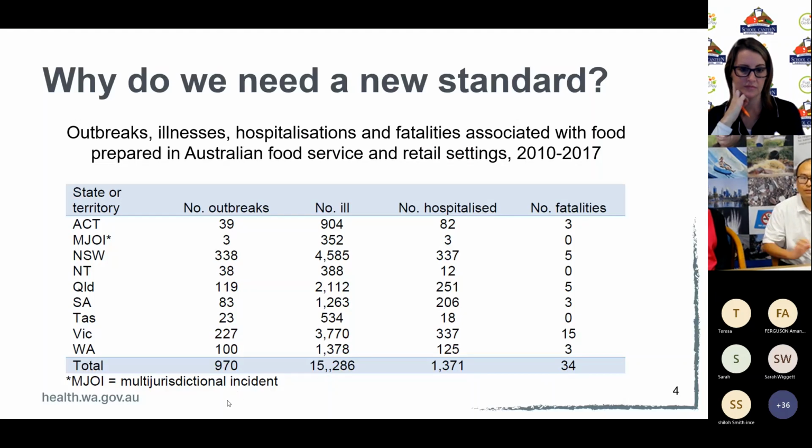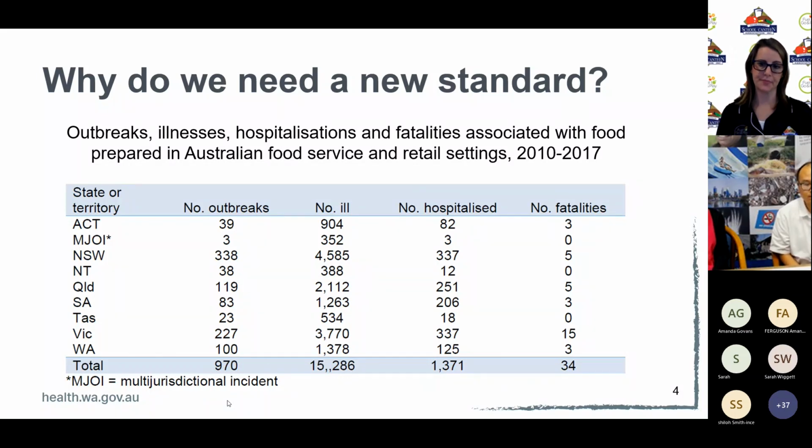Okay, so why do we need these new standards? If you can see this table here, it highlights the statistics for foodborne outbreaks in Australia from 2010 to 2017. I know there's a lot of numbers there, but what we'd like to highlight is that outbreaks still happen quite often. You can see that a lot of people have gotten ill and many more hospitalized as well, and there are deaths associated with these outbreaks.